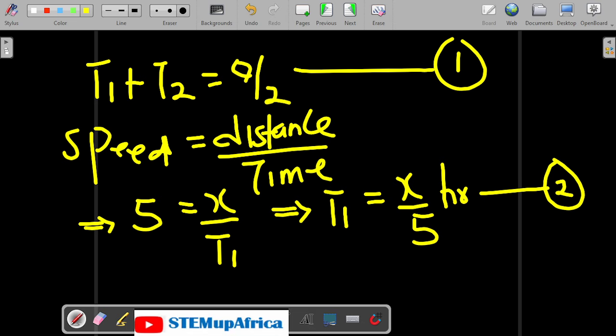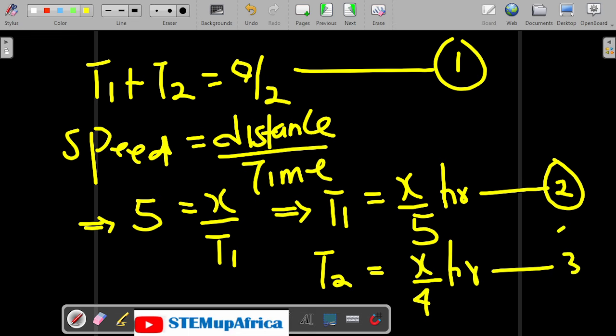So the same is true. Let's also look for the time spent in coming. So my T2, if I follow the same process, will be x over 4 hours. Let's call it equation 3.